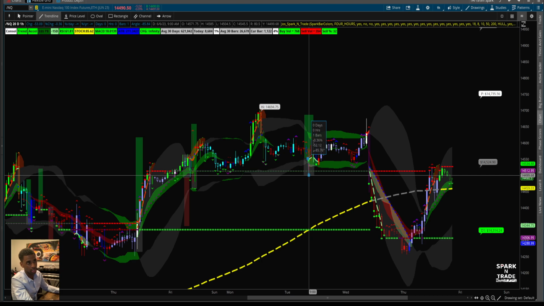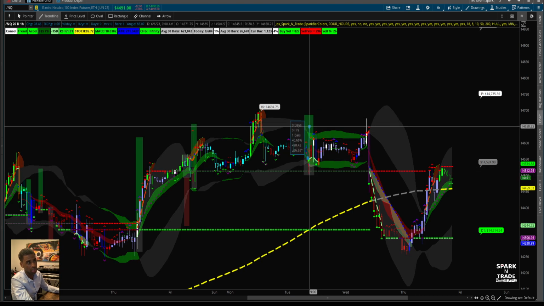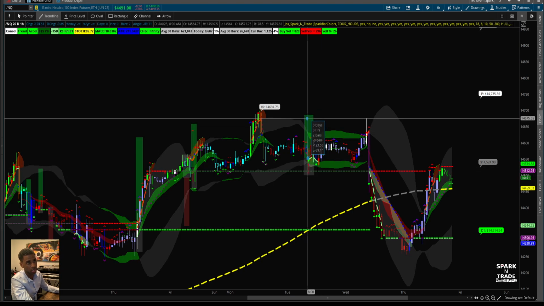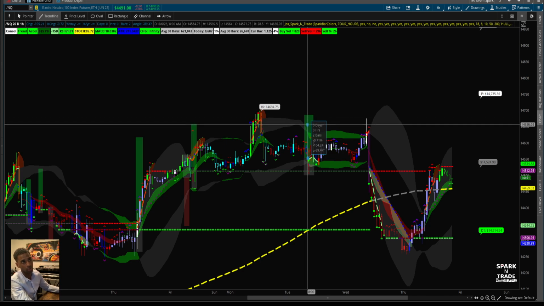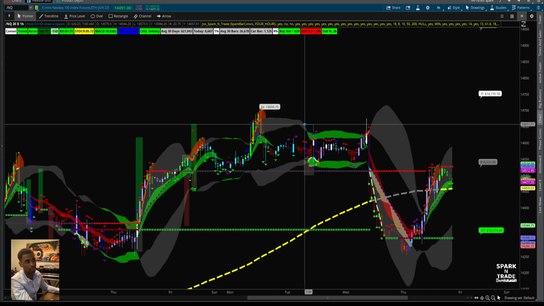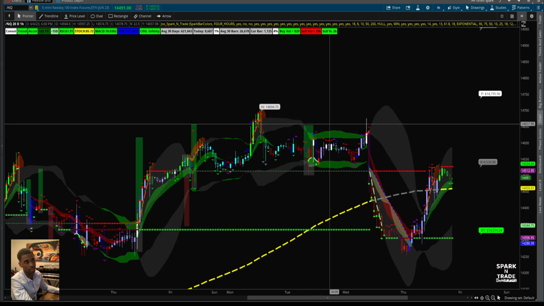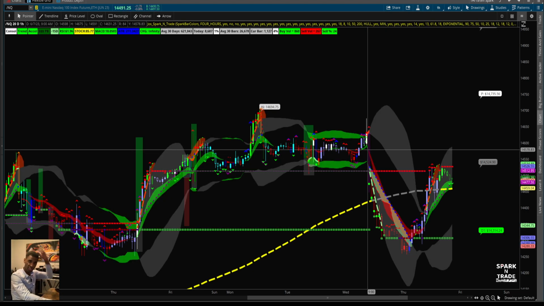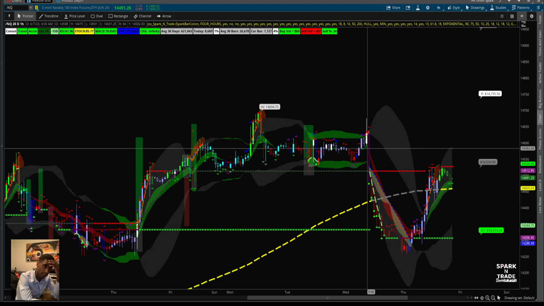Risking 52, so that's 104. 123 is the high of that wick. 104 is right there. All right, that's a win. That's a win. 104 risking 50. That's a win. Unbelievable.